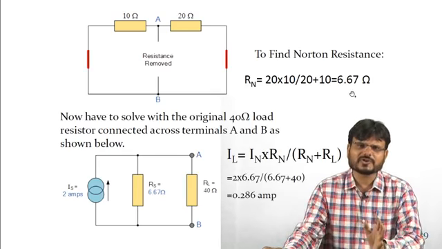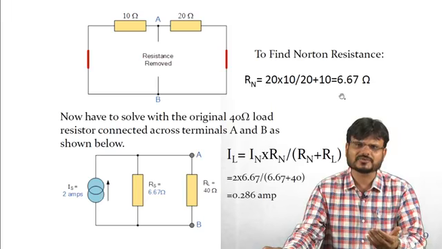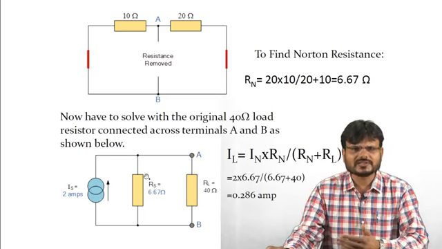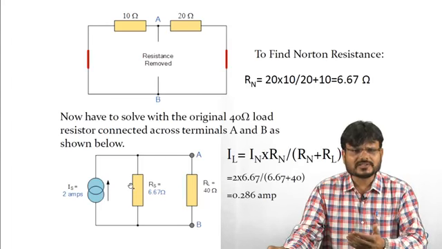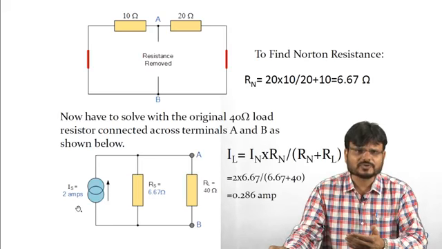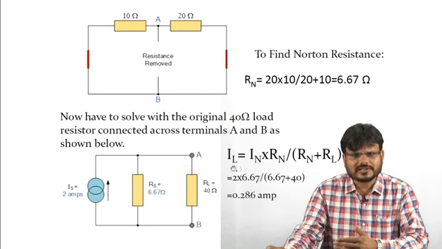So you have achieved the Norton current or short circuit current, and you have also calculated the Norton resistance, the equivalent resistance. So what Norton said is that whatever resistance you calculated, the Norton resistance, just place it in parallel with the Norton current. So Norton current is 2 ampere and Norton resistance is 6.67 ohm. And just put this load resistance 40 ohm across terminal AB. Now you have to calculate the current IL flowing from terminal A and B.